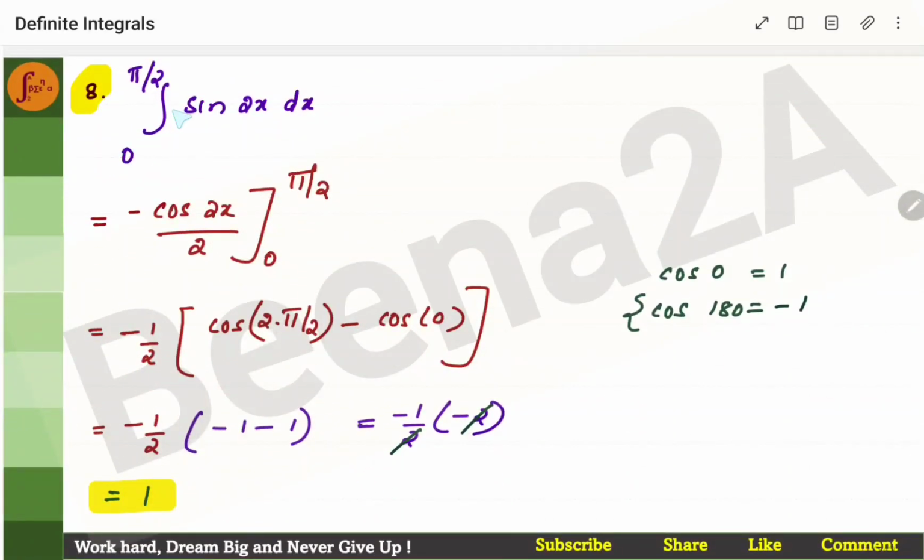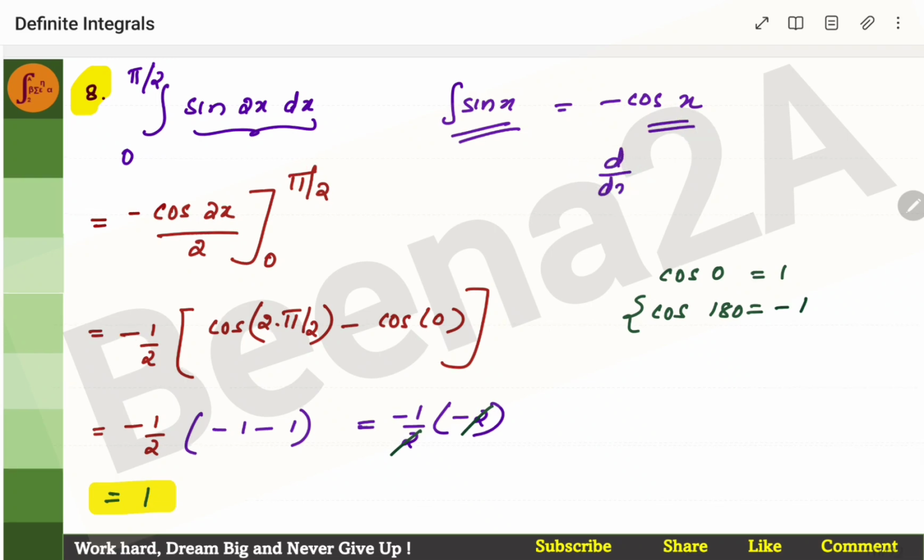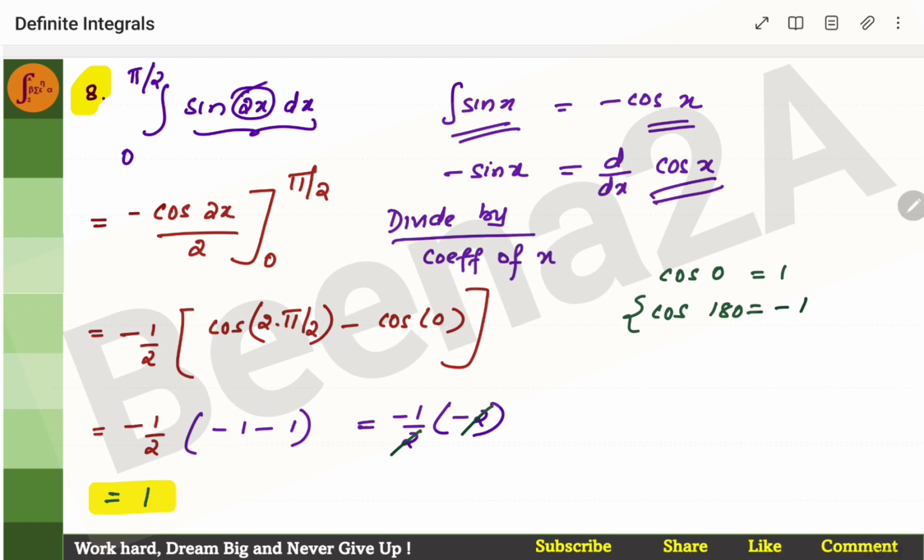Let's go to the 8th problem. Find the integral of sine 2x from 0 to pi by 2. What is integral of sine x? It is minus cos x. Integral of sine x is minus cos x because derivative of cos x is minus sine x. So you have minus, you copy this as it is, 2x. Take the coefficient of x. Every time you have to divide by coefficient of x. What is coefficient of x here? 2. So put 2 here.